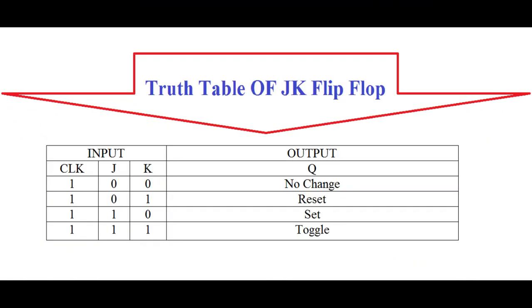Truth table of JK flip-flop input-output. CLK, J, K, Q: 1 0 0 no change, 1 0 1 reset, 1 1 0 set, 1 1 1 toggle.